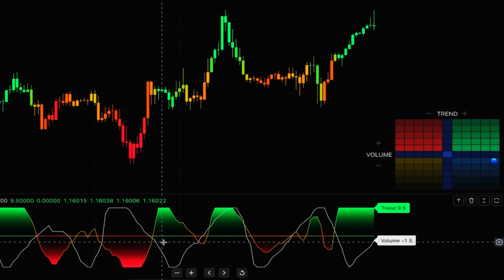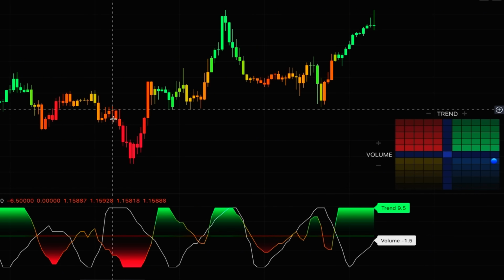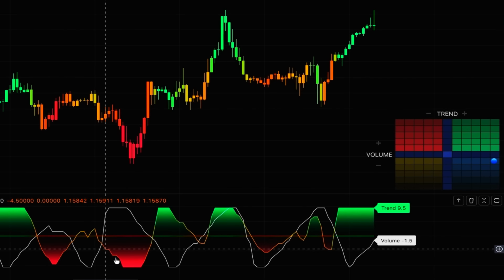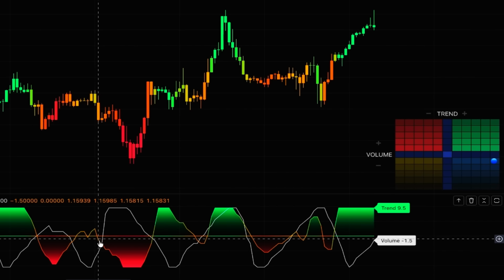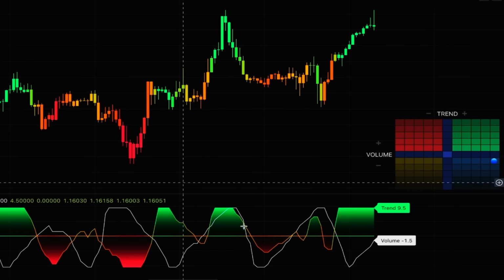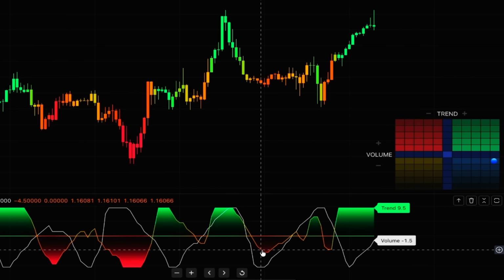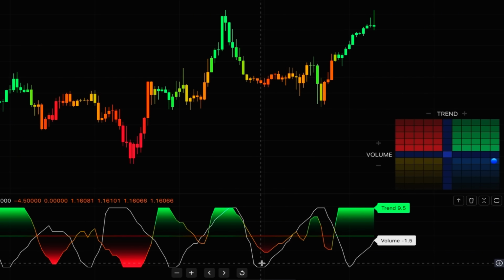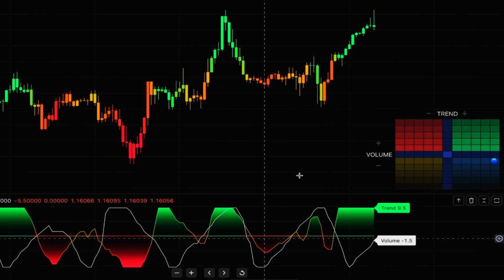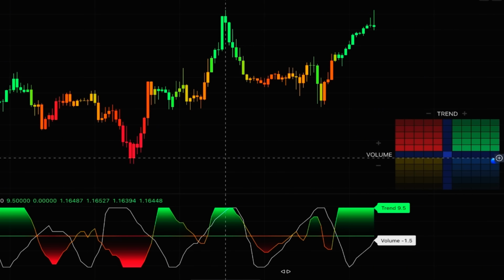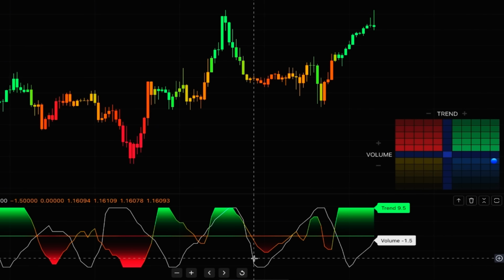On the other hand, for downside movement of the price, which is when the trend line is below the center line and going down, we want the volume line above the center line and going up. This shows a strength in the downside momentum. But if the trend line is below the center line and the volume line is also below the center line and going down, this shows weakness in the downside momentum. And here you can see that the price was just moving flat. So in a situation like this, we don't enter a trade.